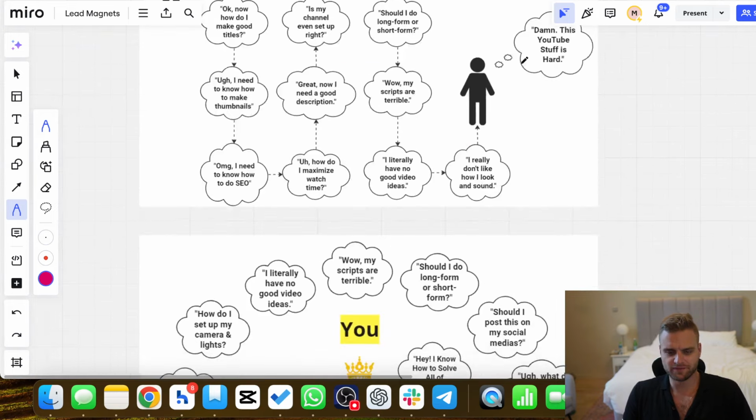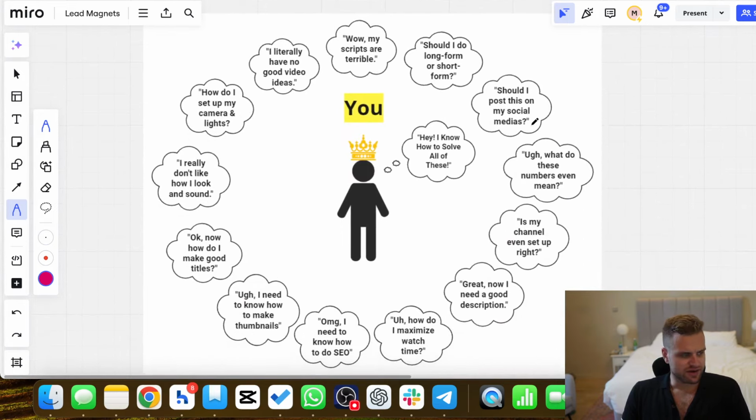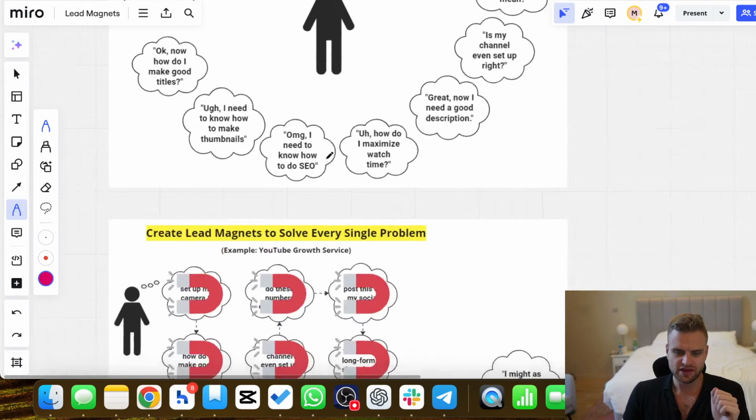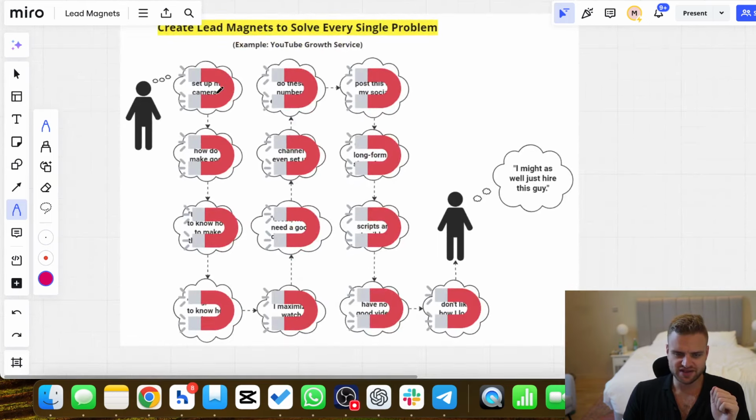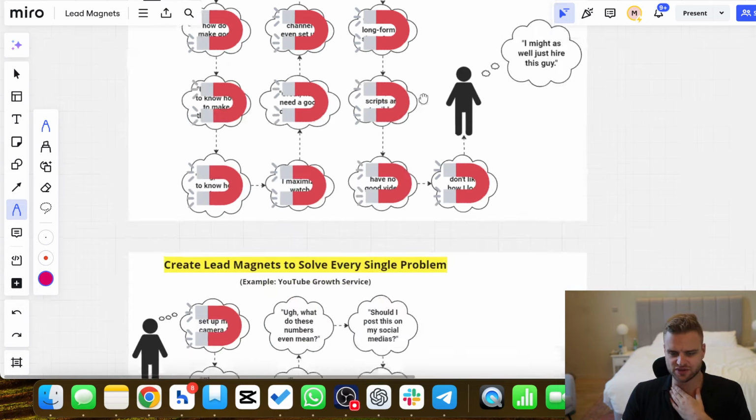That's what they're thinking. But you, as the expert, know how to do all of this. You know how to write scripts and come up with ideas and so on. That's why you're in business as a YouTube agency in this example. So what we want to do is make lead magnets to solve all of these problems. Then they go through all of them and say, okay, this is great, this person clearly knows what they're talking about. And they come to the conclusion that they might as well just hire you. That's simple. In a nutshell, that's what we're trying to do here. It's a lot of work. We have to create a lot of these lead magnets, but that's what we're trying to do.